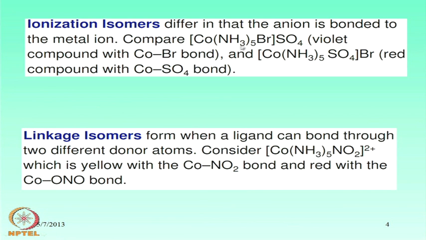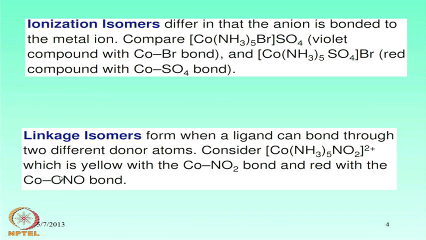Compare this with another example where cobalt is taken with 5 ammonia molecules and 1 Br and sulphate, which is violet in color with a cobalt-bromine bond, but in the second compound where sulphate is inside the coordination sphere, the compound color is red, where we have the cobalt-sulphate bond, that means cobalt-oxygen of the sulphate group. So, in this case, being outside the coordination sphere and inside the coordination sphere can give rise to the corresponding ionization isomers.